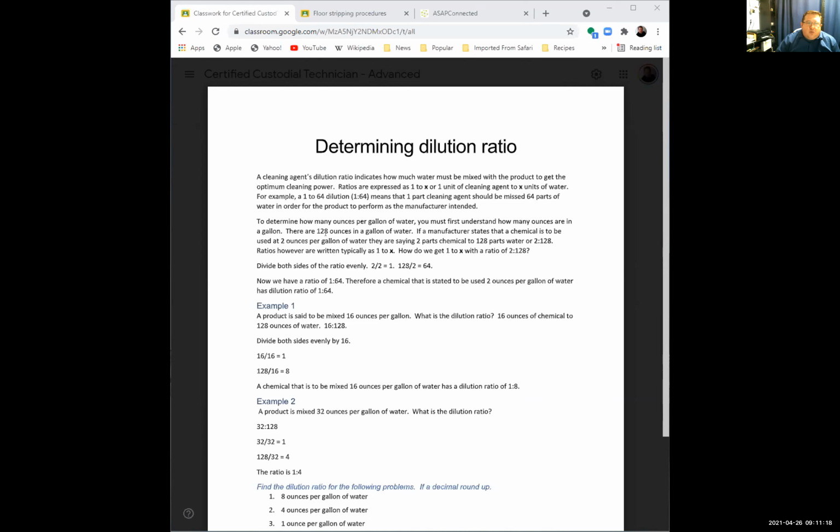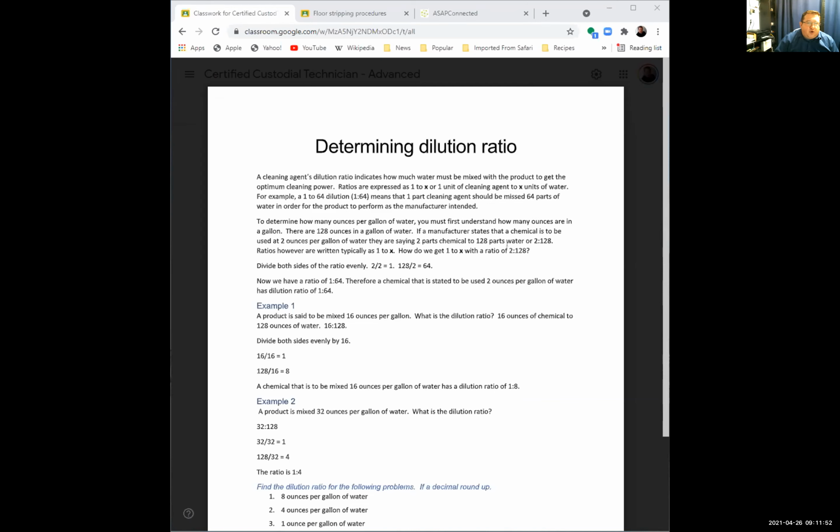Now, the reason why we would need to understand this 128 is because in a lot of what we deal with when we buy a chemical, we're not buying it by the ounce, we're buying it by the gallon, which is 128 ounces. So that's where we get that 128 from. Okay. So once we know this, in this case, we were told 2 ounces per gallon of water, which is basically 2 to 128.